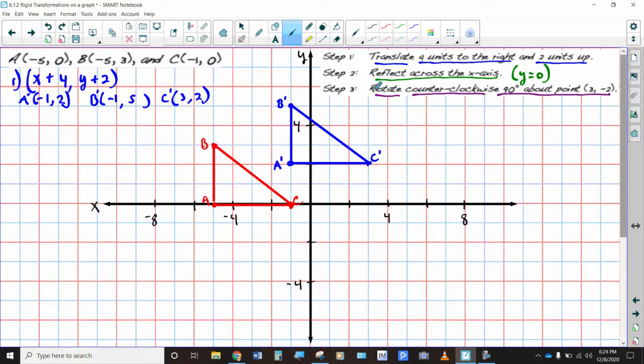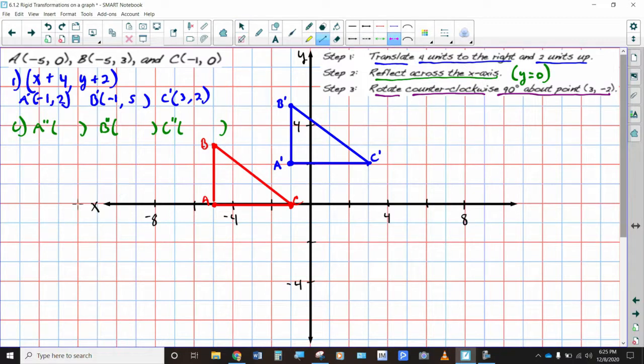Okay? Now, we are doing this in order. So now that we've got this new image, now we're going to reflect this over the x-axis where y is equal to 0. Okay? So I'm going to do this in green. And it says reflect it over the x-axis where y is equal to 0. So this is going to now be the second image of A. We're going to have the second image of B and the second image of C.